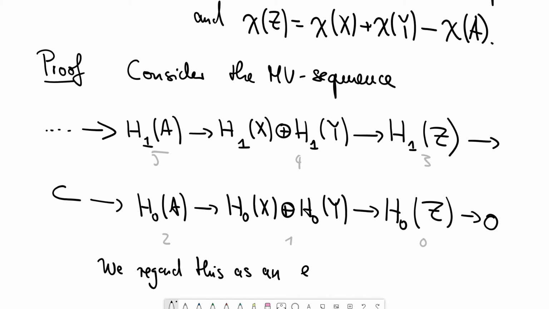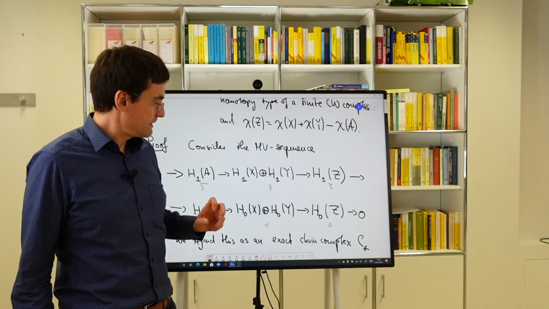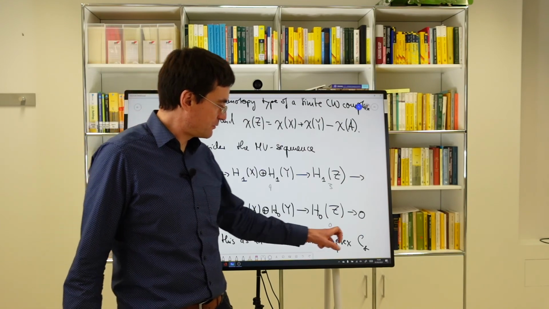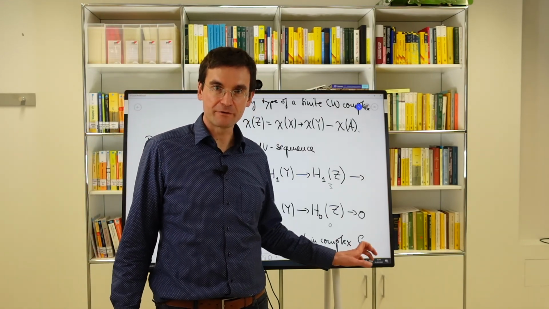And it will be an exact chain complex because it's a long exact sequence. Okay, so this is C0, C1, and so forth. Exact, just to recall this, exact meant that the homology of C star vanishes in all degrees.